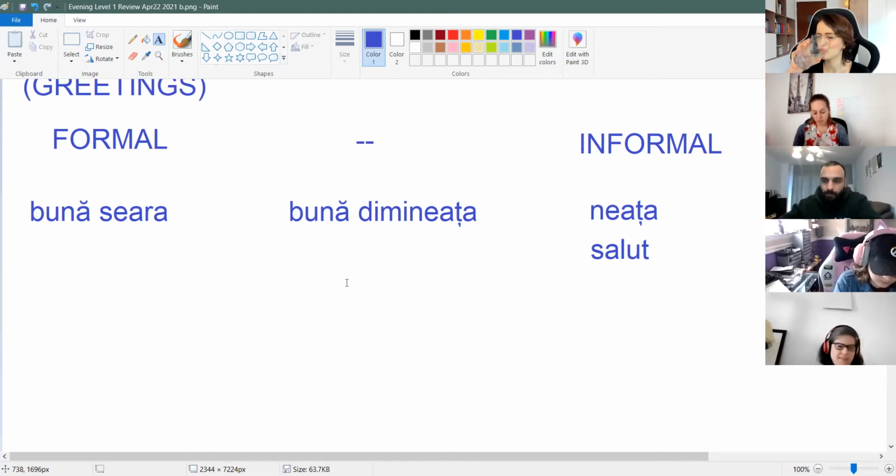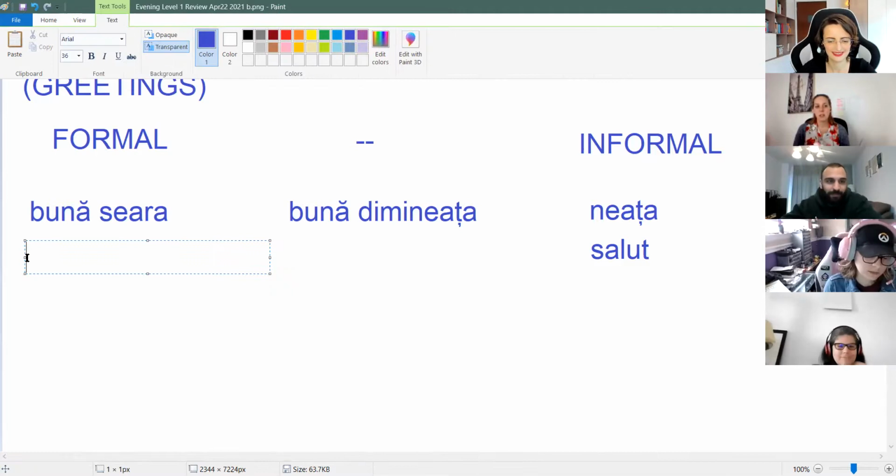Trying to remember, I kissed the hand, but I can't remember. So how do you say that? What's the word for hand? Mână? Yes. Okay. And the word for kiss? That I can't remember. It's sărut. Yeah, so if you put them together, what do you get? Sărut mâna.